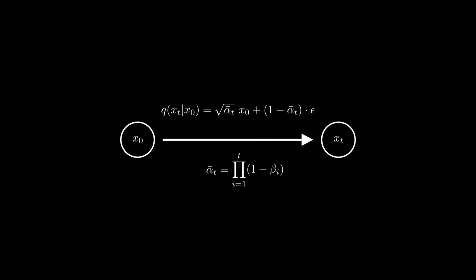So we have now defined a proper diffusion process that will progressively transform any distribution into a normal distribution. Let's now move on to how we can reverse this diffusion process using a neural network.